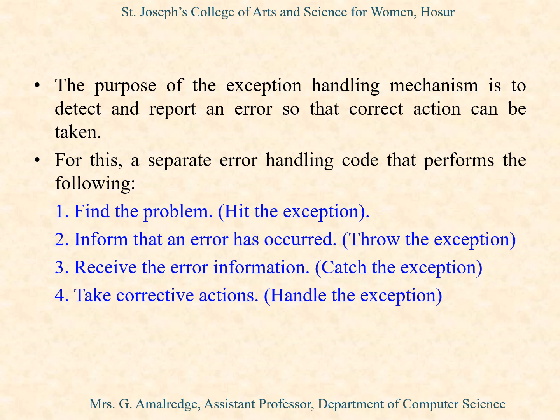The exception handling code performs the following tasks: find the problem, that is, hit the exception. Second, inform that an error has occurred, that is, throwing the exception. Third, receive the error information, that is, catching the exception. And the fourth one is take corrective actions, that is, handle the exception.